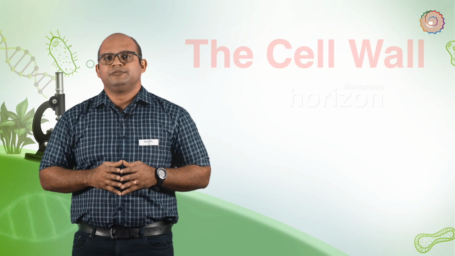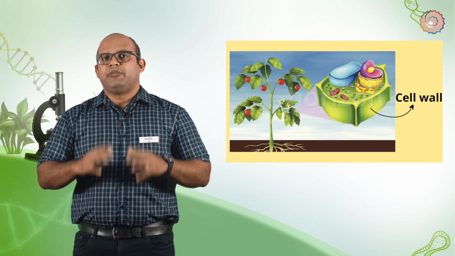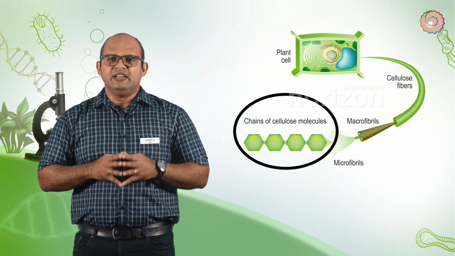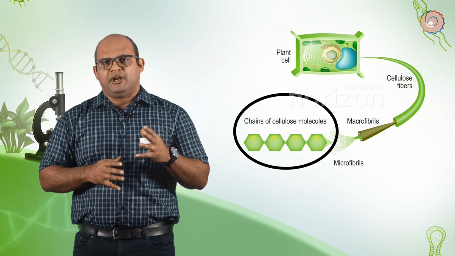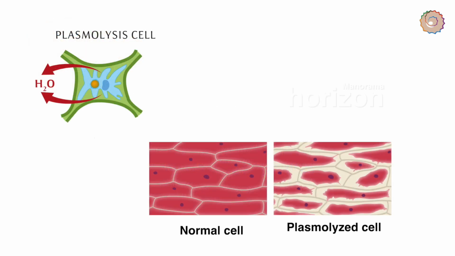The cell wall. In plant cells, the cell membrane is further enclosed by another structure called a cell wall. The cell wall is mainly composed of cellulose in plant cells and chitin in fungal cells. The cell wall provides rigidity to the cell. If a plant cell is placed inside a hypertonic solution, the cell will start losing water, as we discussed earlier, and the shrinkage of the cells caused by this is observed and known as plasmolysis.